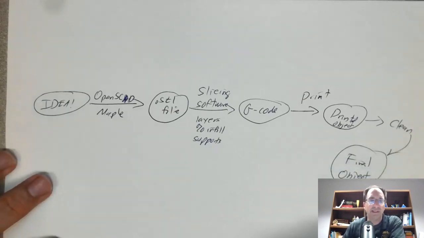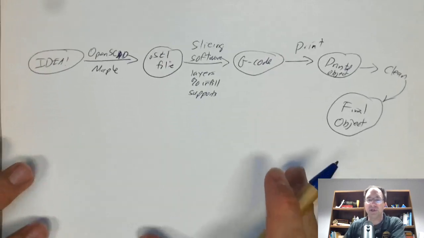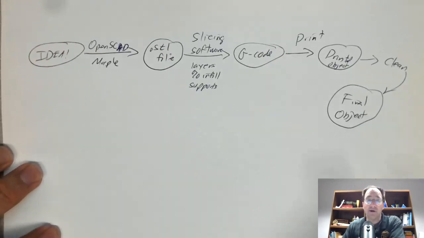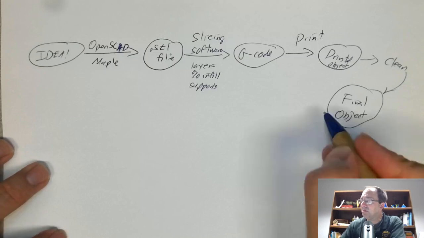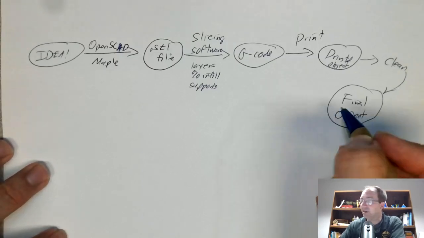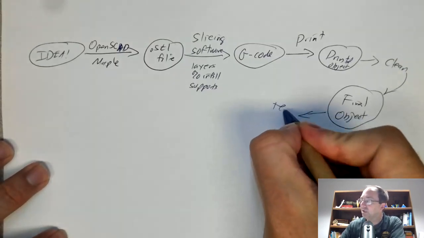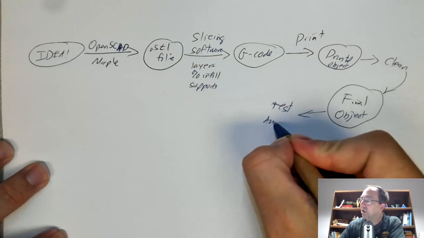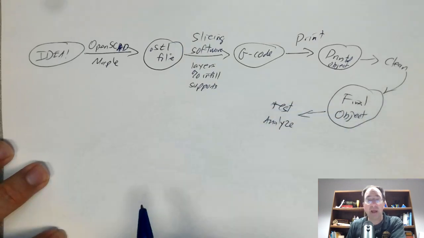It may be just sanding off a few burrs or something, or if something needs to be a little smoother, there may be some stray filament. You may need to break off some supports or dissolve them off if you have a more sophisticated model. But eventually you'll have that final object, but it may not be quite done because now you actually have to test and analyze this. So whatever your original mathematical model was, this is the object you're using to test that model to see if it did what it wanted to do.